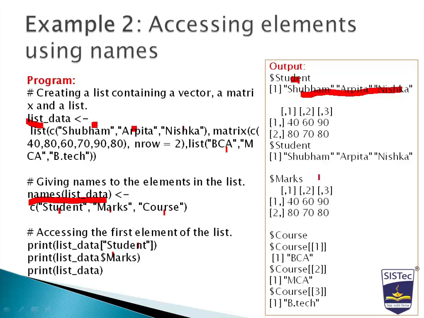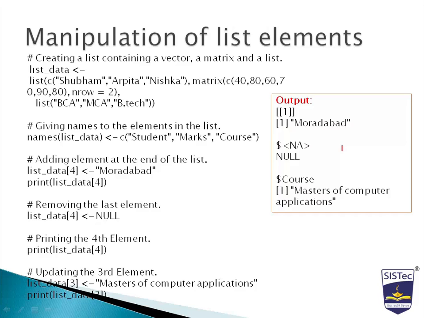Then it displays the marks. Now we discuss how we can manipulate the list elements. So for this program, we use the previous list. We allocate the names of the elements, that is students, marks and course, just like in the previous program.